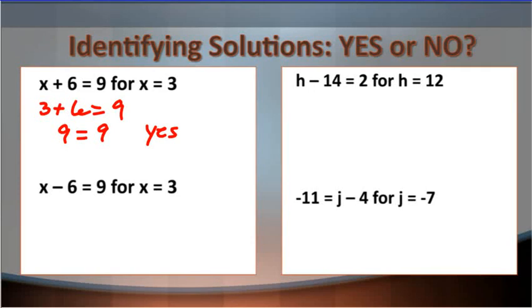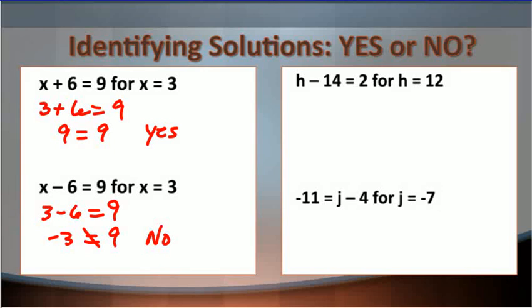Next one, put a 3 in for x. So 3 minus 6 equals 9. 3 minus 6 equals negative 3. The other side has 9. They are not equal, so no, 3 is not a solution.